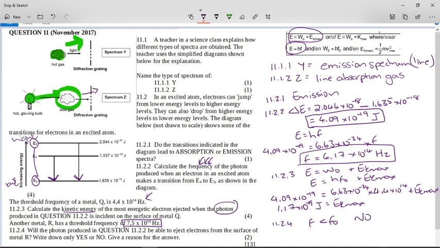So no, an electron will not be emitted because the photon will not have enough energy, because the frequency of that photon is less than the threshold frequency, which I've written here in shorthand, but you can write it in longhand, that the frequency of the photon from 11.2.2 is less than the threshold frequency of metal R, so no photoelectron will be emitted.